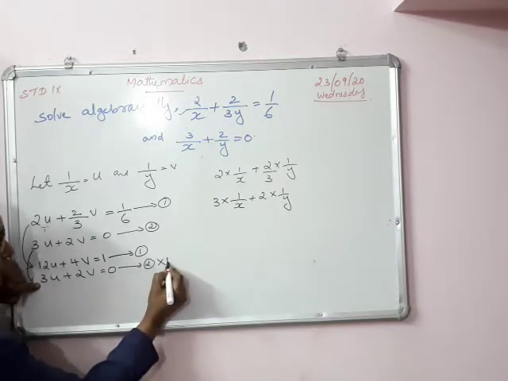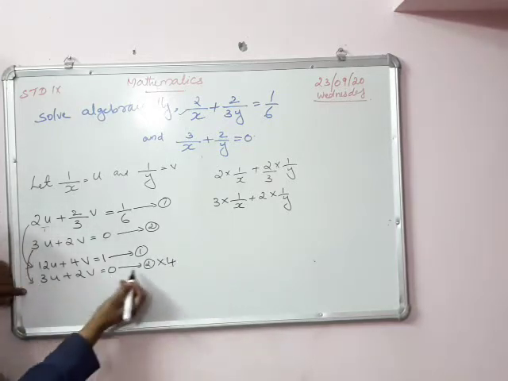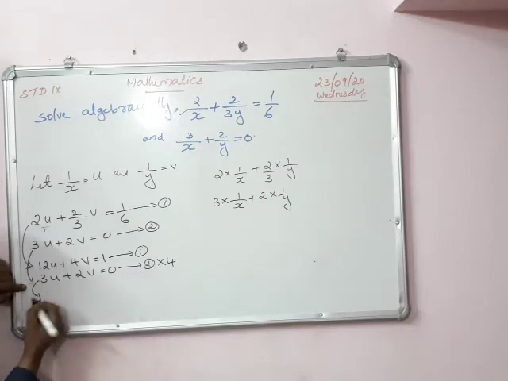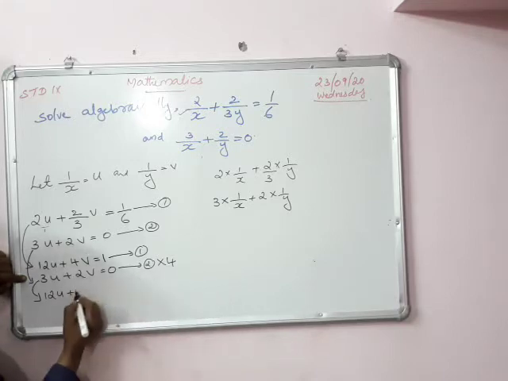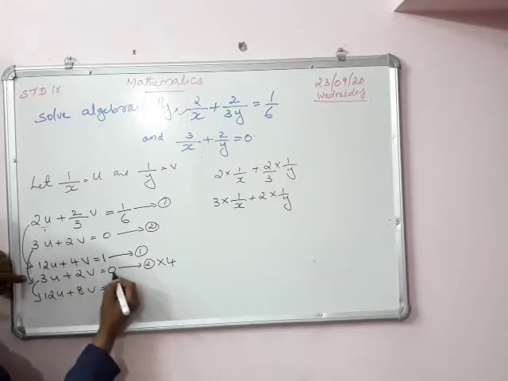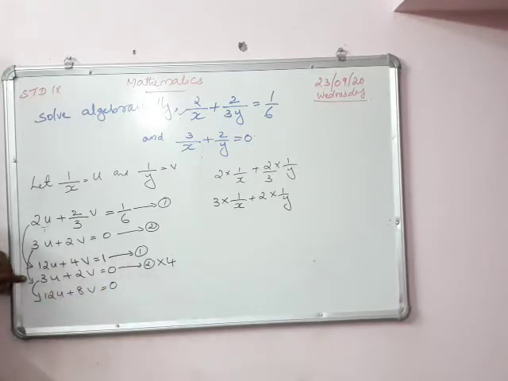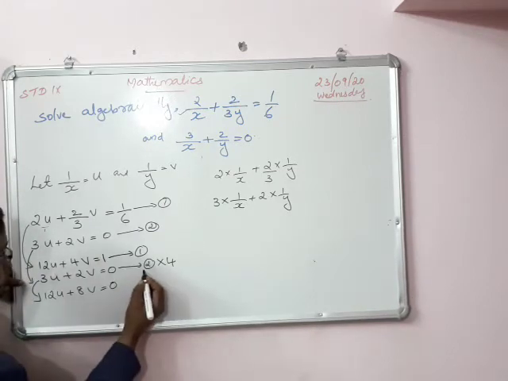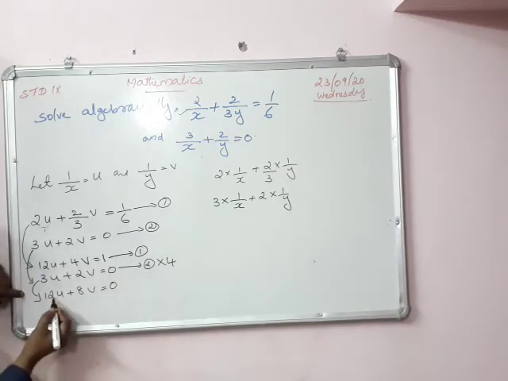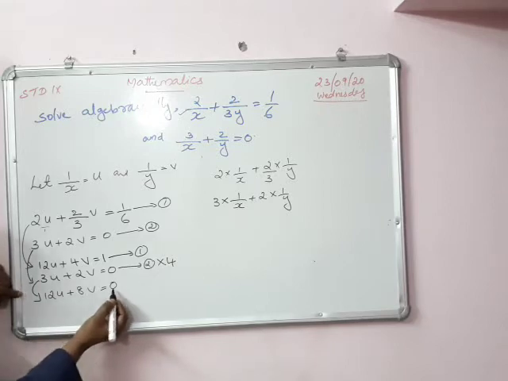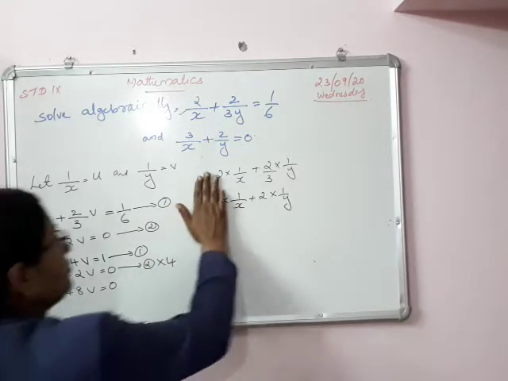Okay, multiplying into 4. Then how will it change? Equation number 2 changes again: 4 3s are 12u plus 4 2s are 8v is equal to 4 into 0, which becomes 0. So now our equation number 2 is 12u plus 8v is equal to 0.